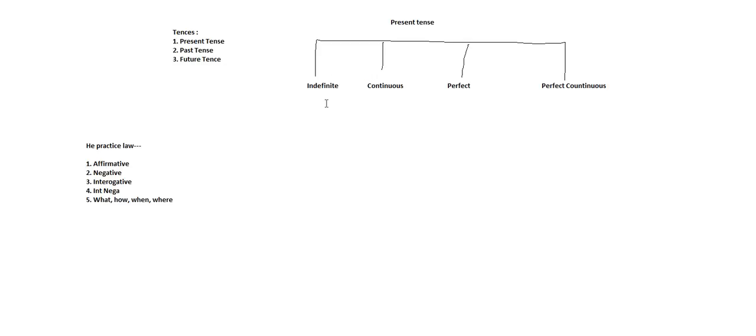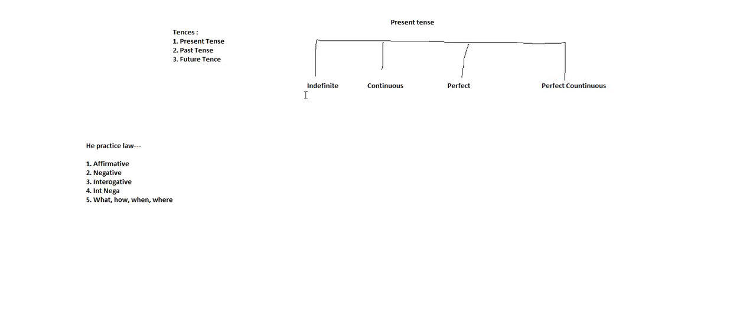In present indefinite tense, the sentence will be he practices law. S or es comes: he practices law. In continuous, he is practicing law. In perfect tense, he has practiced law. And here it will be he has been practicing law for 2 years.